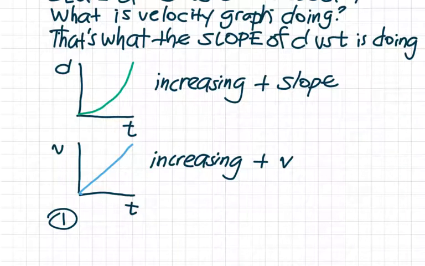Then choice 4 is not good because it shows a constant velocity, so the slope of the d versus t should be constant, and it's not. It's curved. So the answer is choice 1.